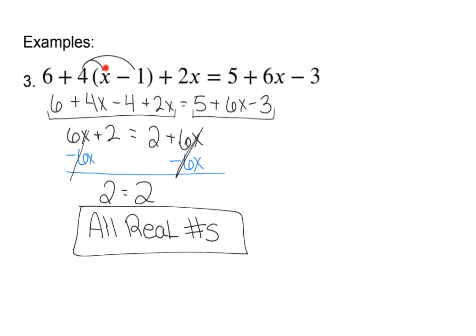You could put 5 in here, 5 in here, 5 in here, and this side would be the same as this side when you simplified them. You could also put negative 27 in here, and negative 27 in here, and negative 27 in here, and this side would be the same as this side. Because all of our variables disappeared, and what we got was a true statement. That means all real numbers. If all the variables disappear and you get a false statement, that's no solution.